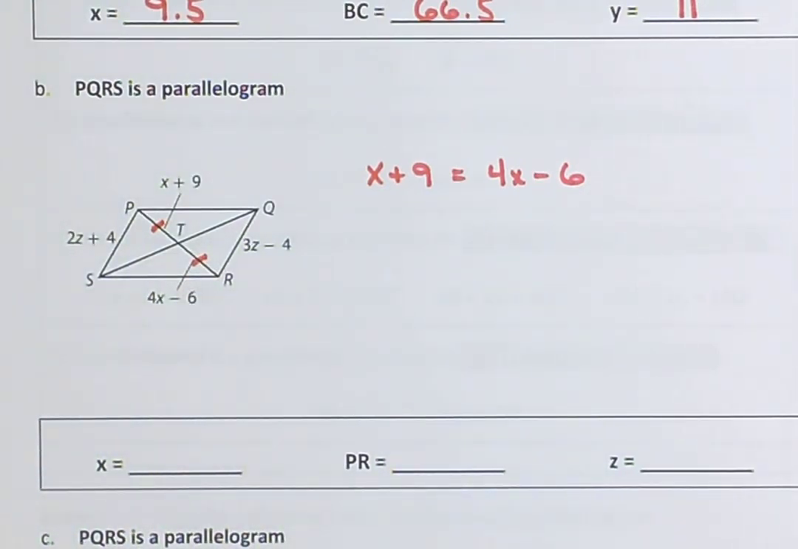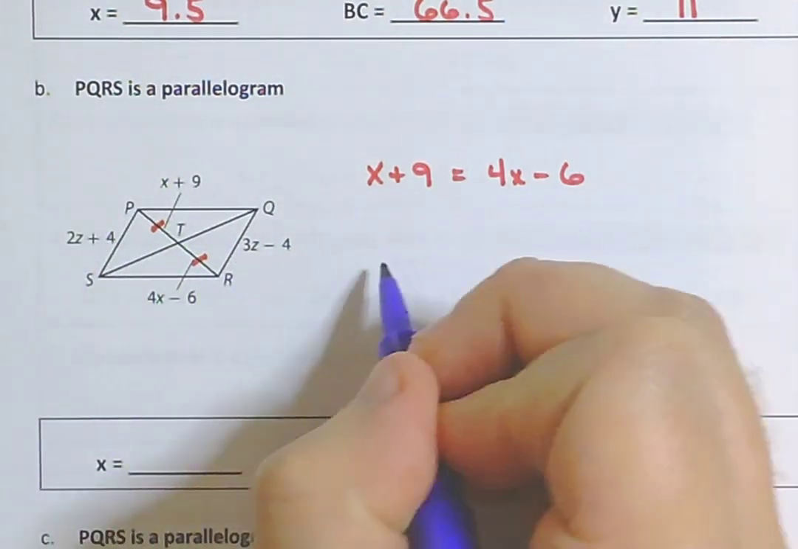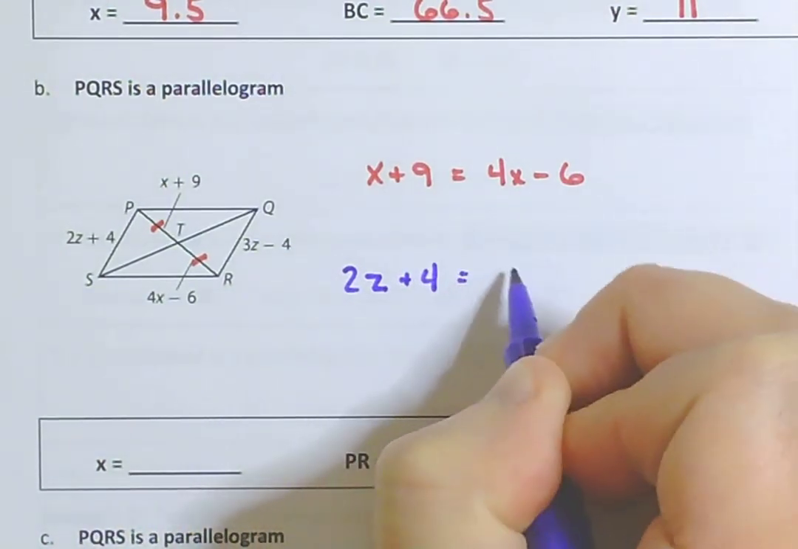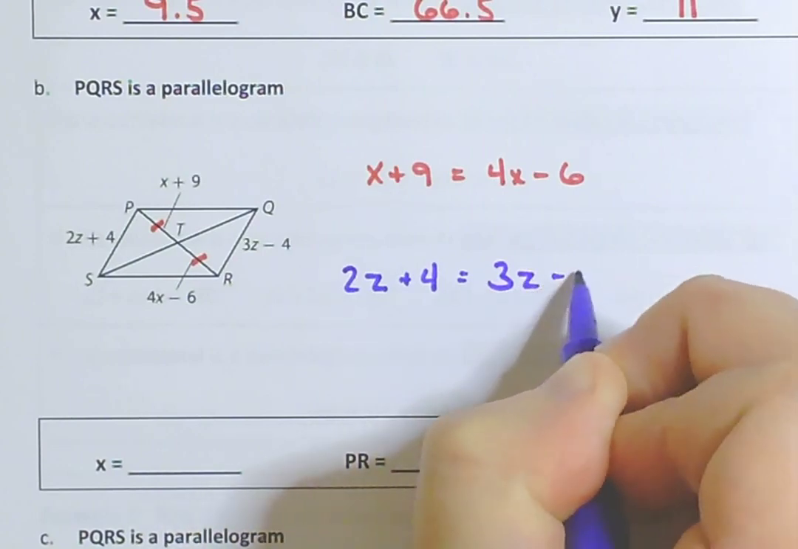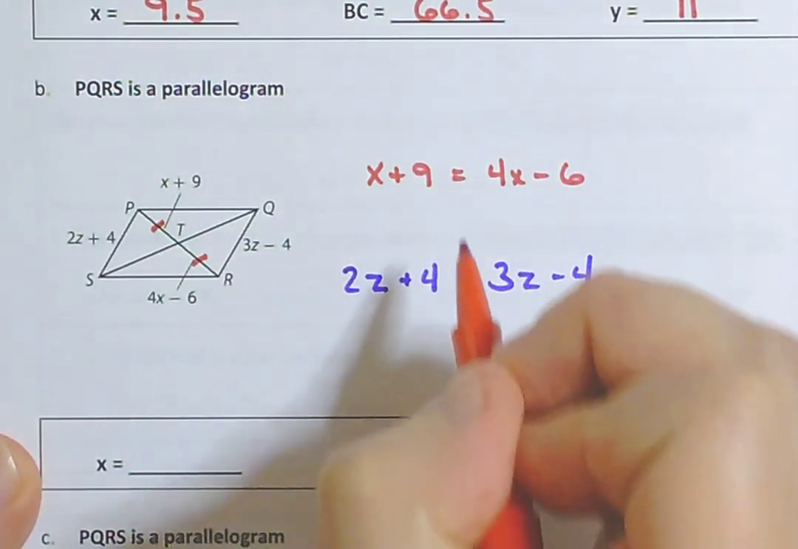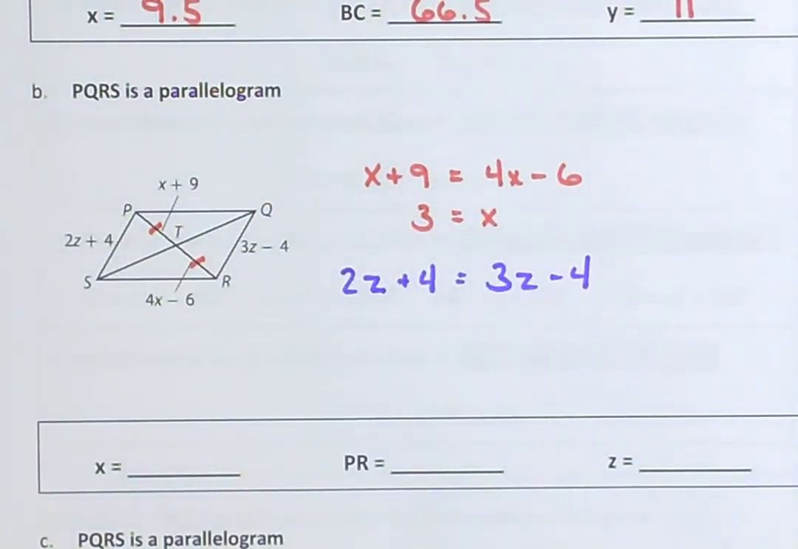And the thing I know about side lengths is opposite sides are equal. So because these are opposite of each other, that means that they are equal. So I would set it up as 2z plus 4 equals 3z minus 4. And again, you can go through and finish solving on that. If you want a quick check, if you've already gone through and solved for x, I get x to be 3. And if you're wanting a quick check on z, I find z to be 8.